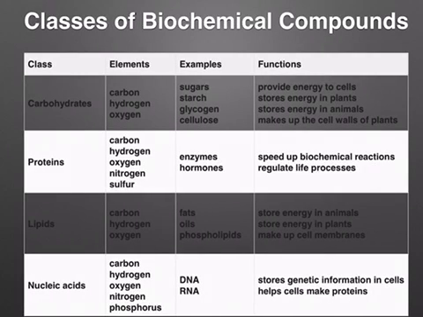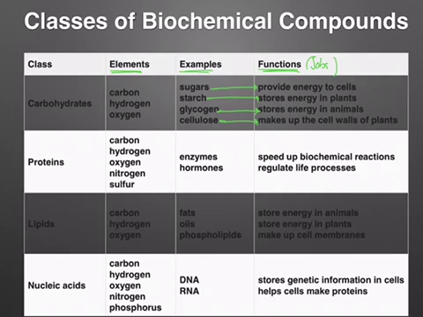So starting off with carbohydrates, this table tells you the main elements found in carbohydrates, examples of carbohydrates, and what their functions or what their jobs are. And so carbs include sugar, starch, glycogen, and cellulose. They provide energy to cells. It stores energy. So sugars provide energy. Starch stores energy in plants. Glycogen stores energy in animals. And cellulose makes up the cell wall of plants.